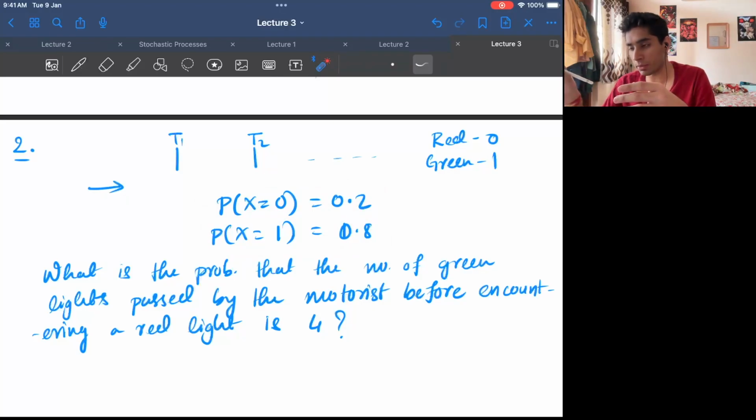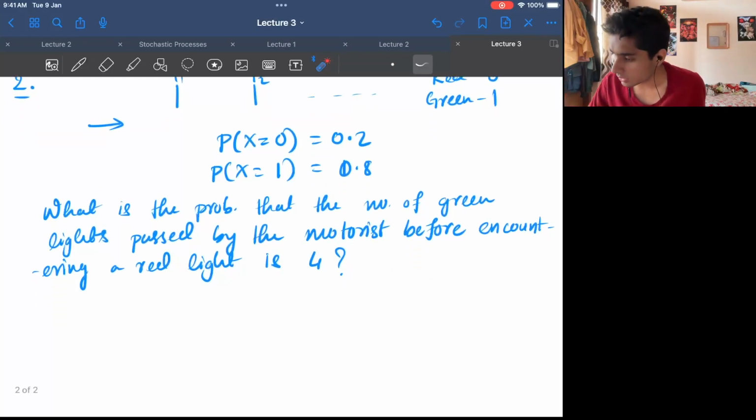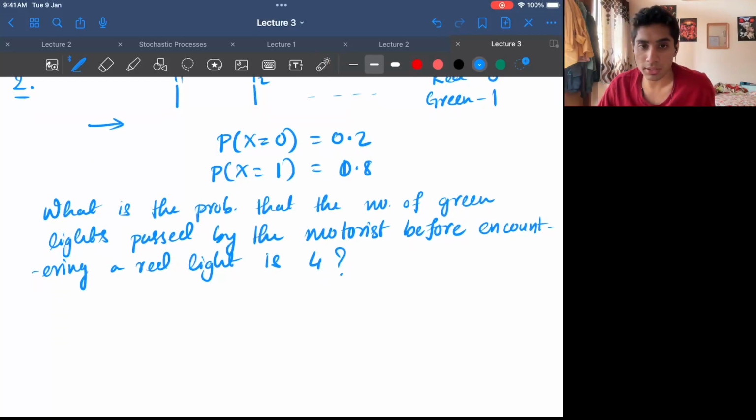And the question that is asked is, let's say he's going to encounter a red light at some point. Okay. What is the probability that before he hits this red light, he has passed through four green lights? That is the question. So again, this is an easy question. Would someone like to volunteer maybe how to solve this?